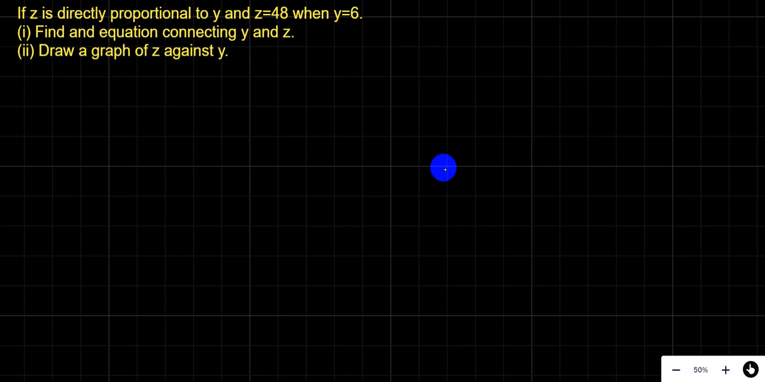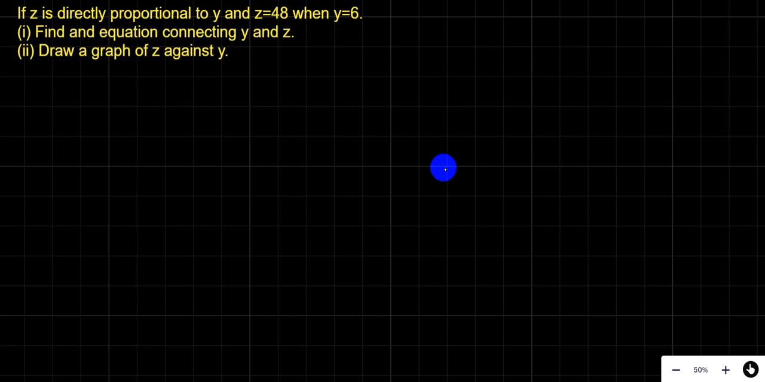Today we have to solve a question whose concept is about directly proportionality. So first of all, we need to understand what directly proportional means. If we are given that any two or more quantities are directly proportional to each other, then what does it mean? Let's say here we are given that z is directly proportional to y.